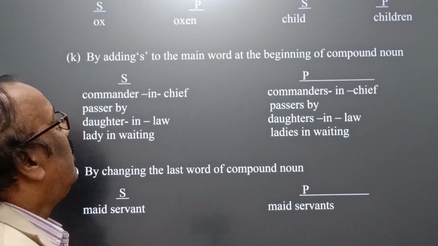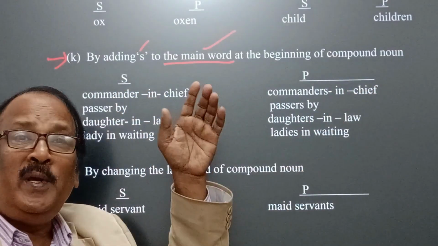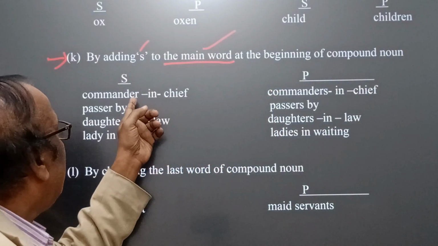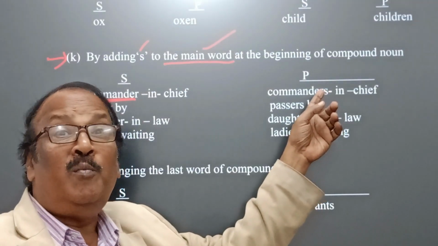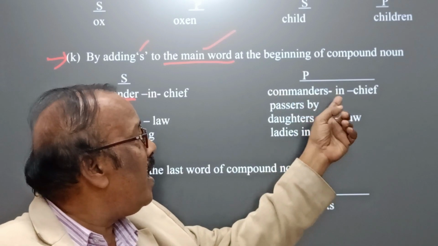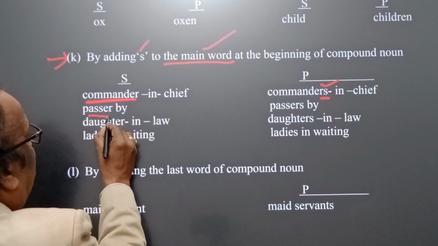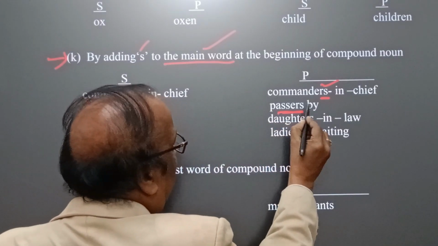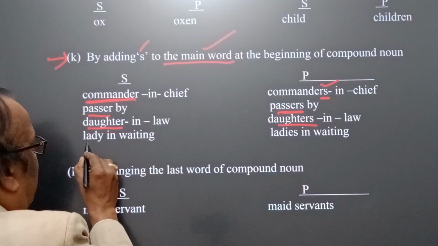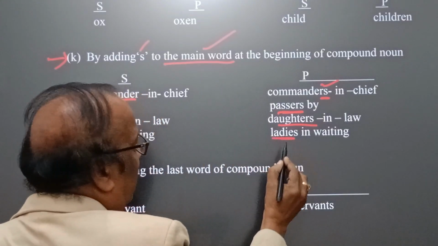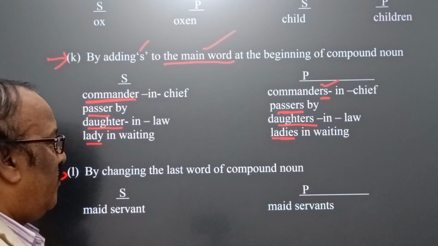By adding s to the main word at the beginning of the compound noun. Commander-in-chief is a compound noun, and here the main word is commander. Therefore, this word takes s in the plural form. We cannot say commander-in-chiefs. Similarly, passer-by. Here we find the main word is passer, therefore passers-by. Daughter is the main word, daughters-in-law. Lady-in-waiting, ladies-in-waiting.